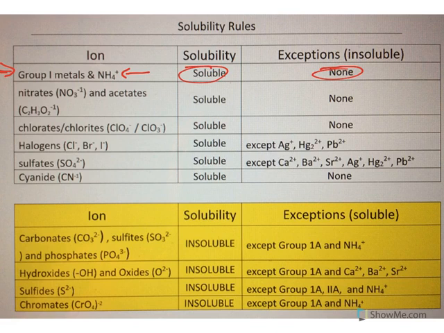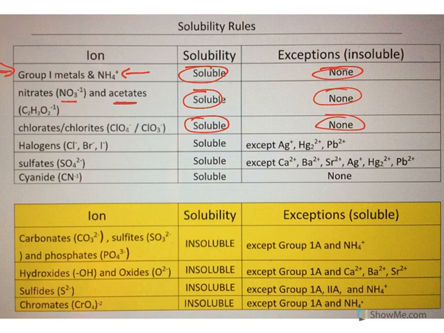The other one we saw on there that never seemed to form a precipitate was nitrates, NO3. It's also true for acetates, C2H3O2. They are always soluble, no exceptions. Chlorates and perchlorates, ClO3 and ClO4, always soluble, no exceptions. So what that means is it does not matter. It could be sodium chloride, sodium hydroxide, or sodium nitrate. If it's a group 1 metal, it's going to be soluble every time.